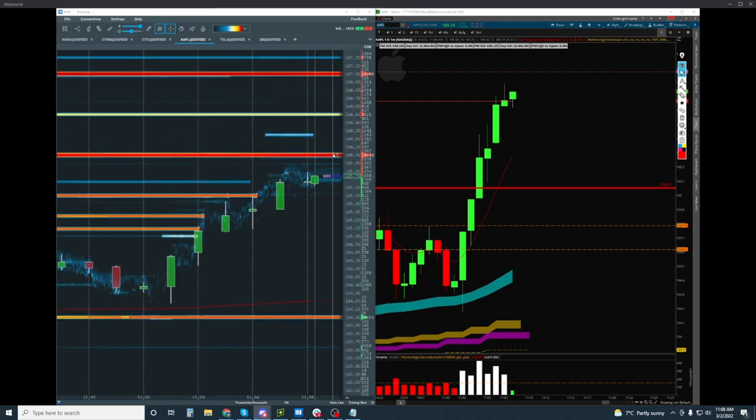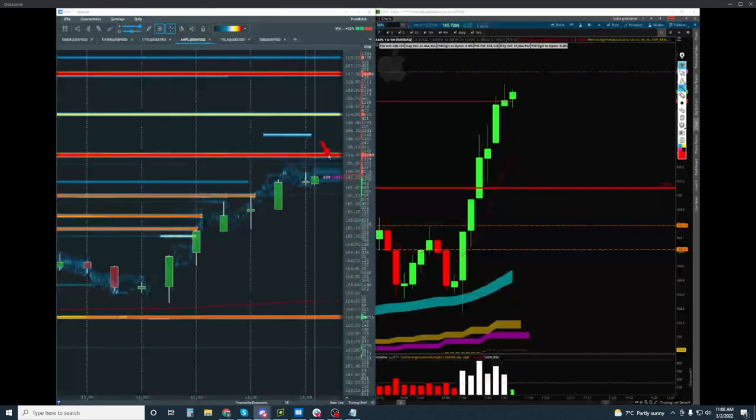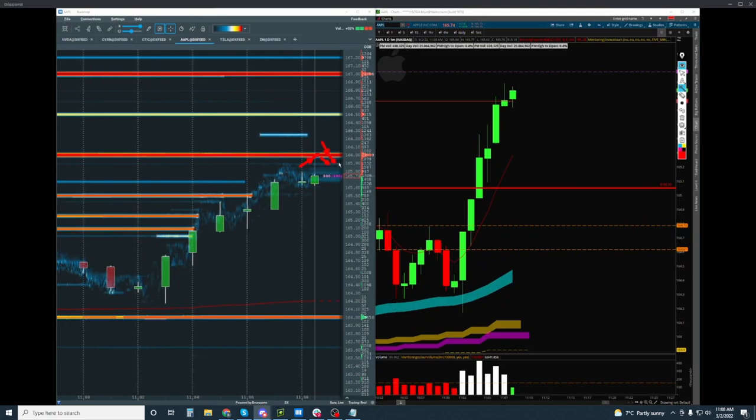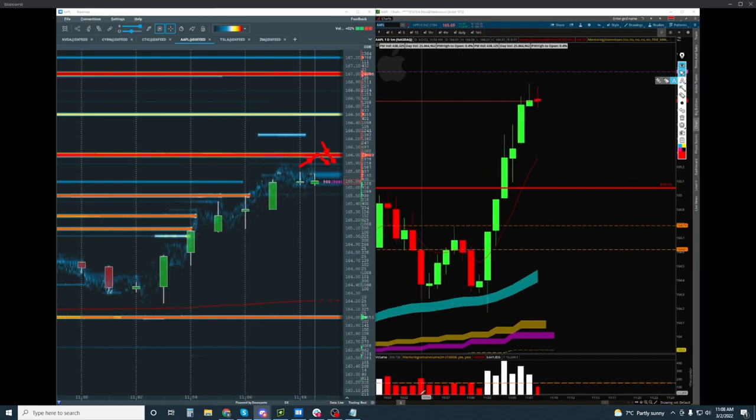Now we're getting to the 166. So probably not 166. I expect, you know, 60, 70 cents of pullback. So let's wait that it touches and then fades over here. But I'm not shorting that, not shorting that. Okay.